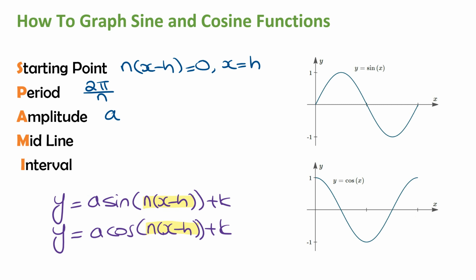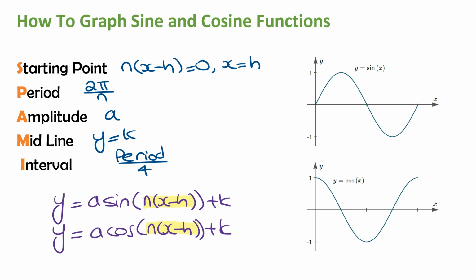The midline, this is the constant that's added or subtracted to the function, and so this is going to equal y is equal to k. And the interval, this is the space between the 4 quadrants, and the way we work this out is we divide whatever the period is by 4.